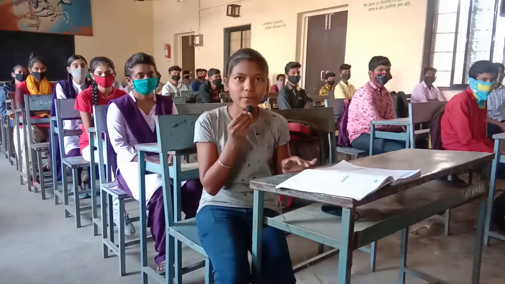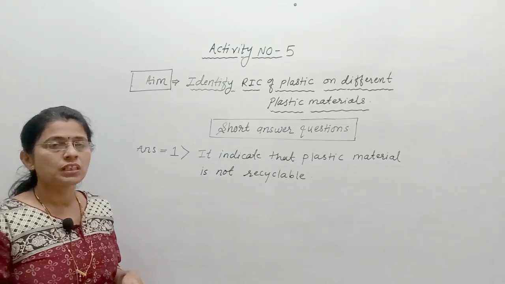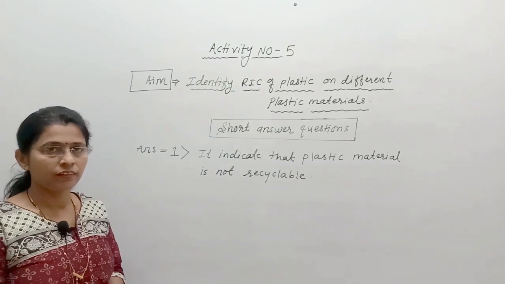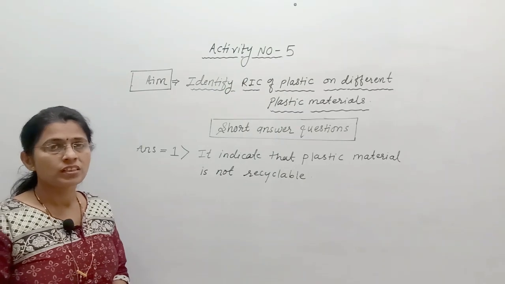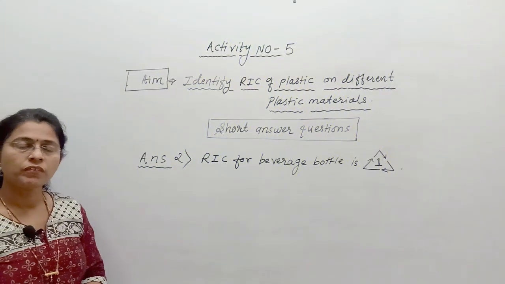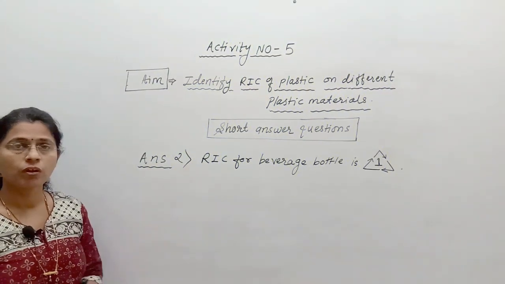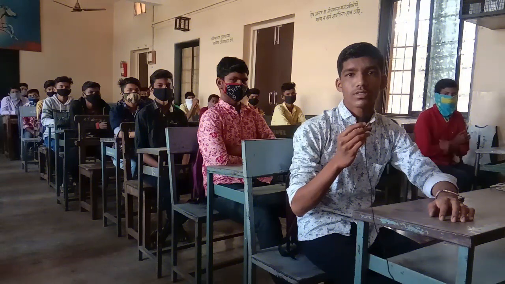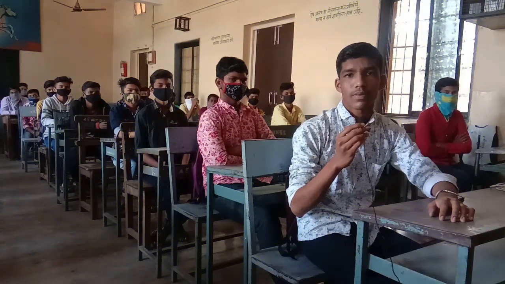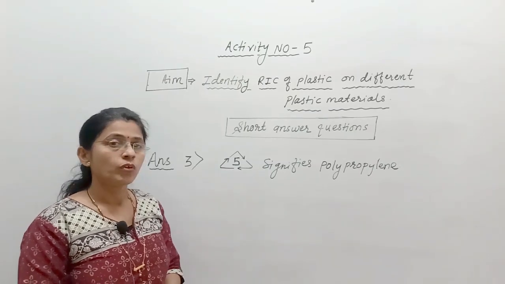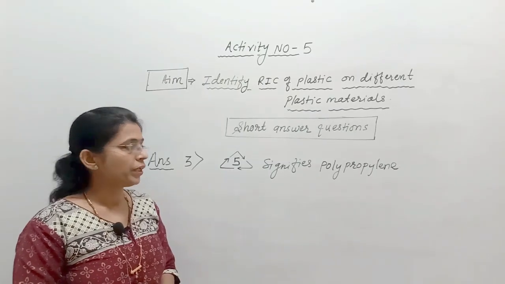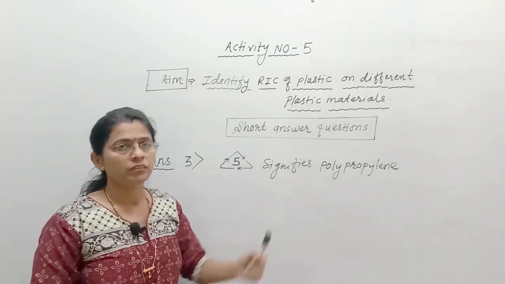What indicates if there is no symbol on a plastic material? If there is no recycle symbol on a plastic material, then it indicates that the plastic material is not recyclable. What is RIC for a beverage bottle? RIC for a beverage bottle is the recycle symbol with 1. Symbol with number 5 signifies which type of plastic material? Recycle symbol with 5 signifies that the plastic material is made up of polypropylene.